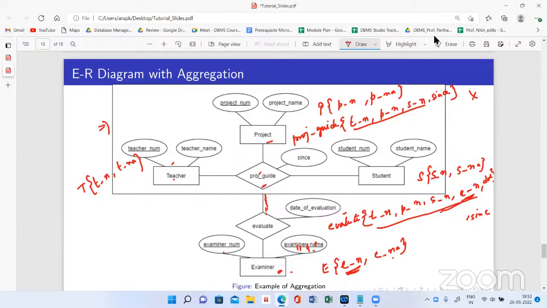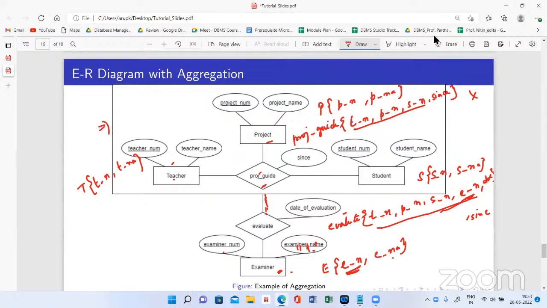Can you tell me why? What does this double line say over here? Participation. Complete participation. What does that say? All the projects are evaluated, right? Yes. If all the projects are evaluated, why should I have a project guide table? But if it is a single line, you have to have a project table, a project guide table, and an evaluate table separately. This double line says all the projects have to be evaluated, right? Because they have complete participation.